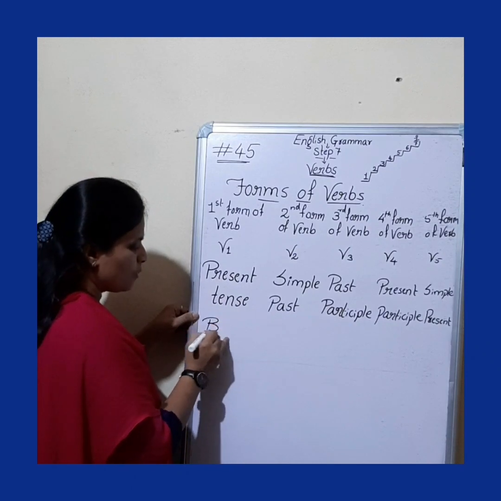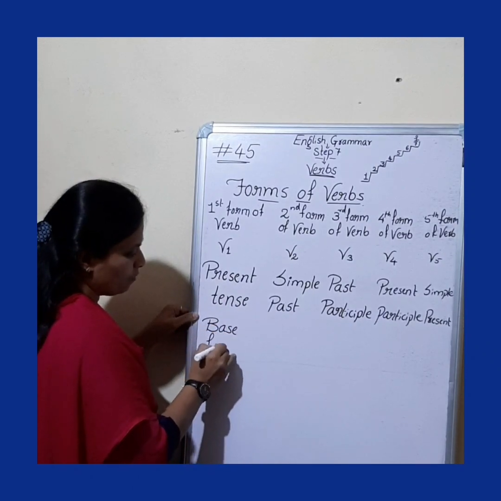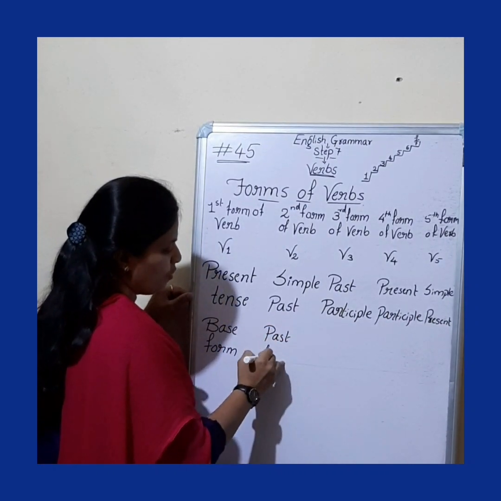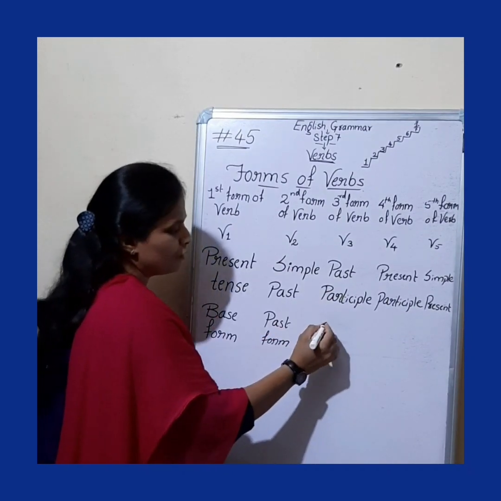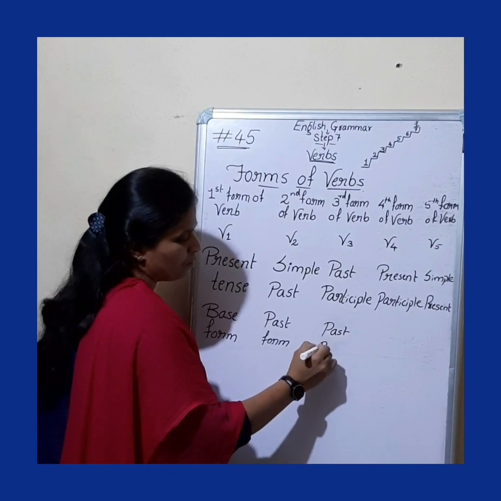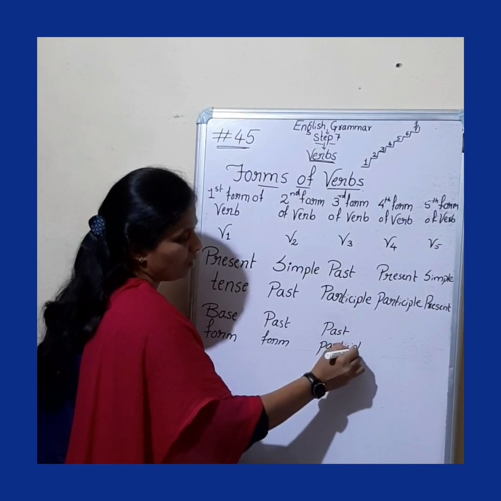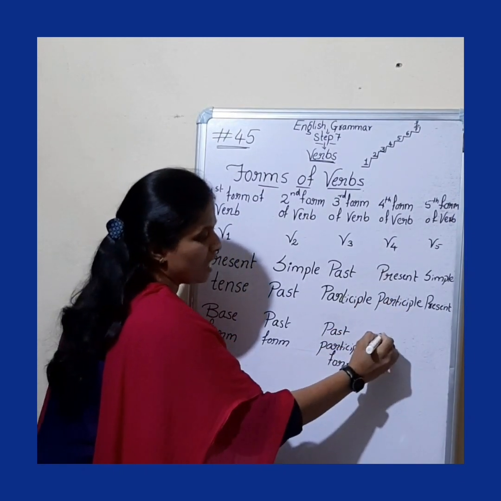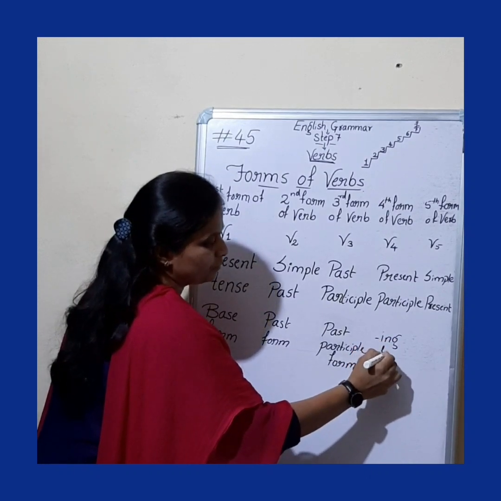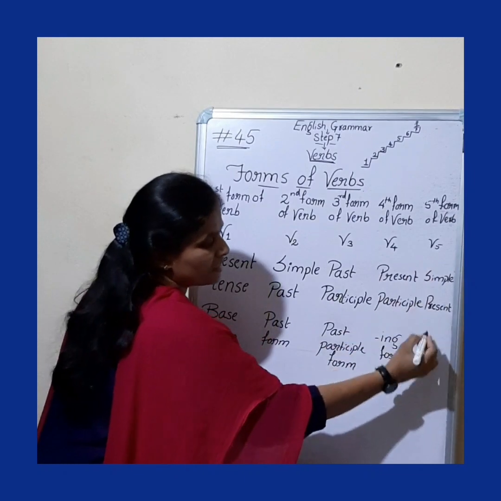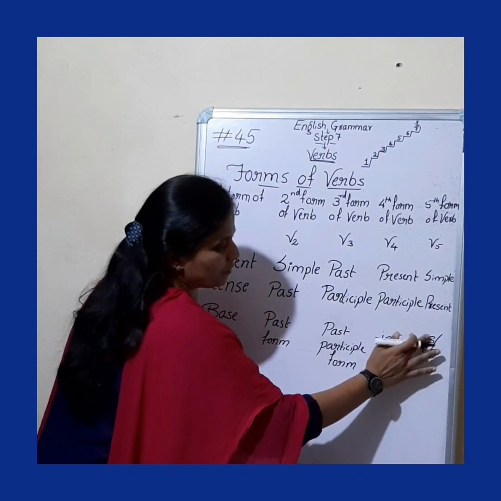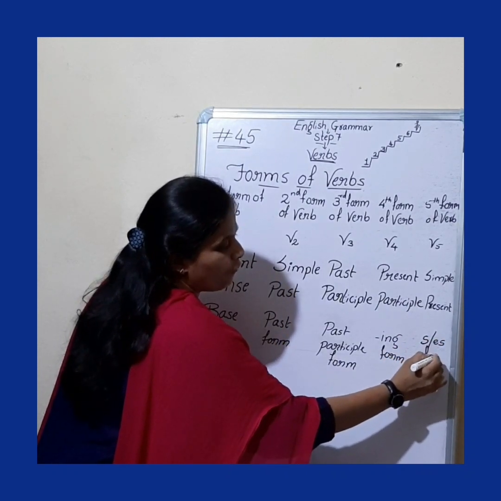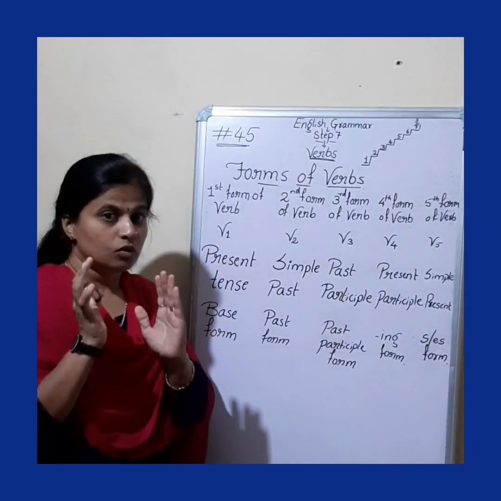This is also called base form. Okay, we also call it base form, and this is past form, and this is past participle form we call, and this present participle is ing form also it is called, and this simple present, let me write it clearly, s or es form it is also called as. Okay, so just have a look once.